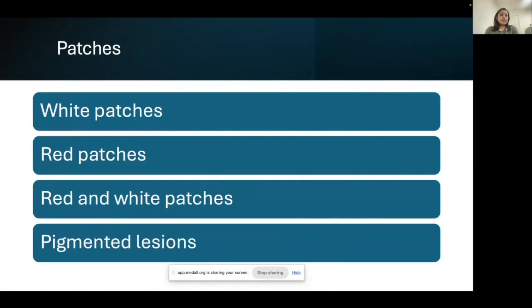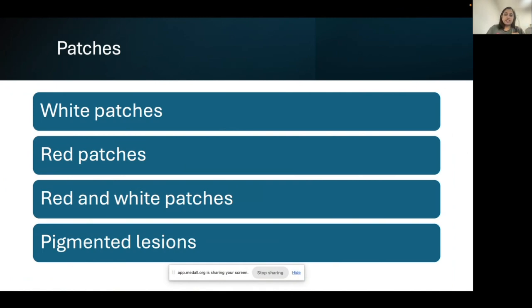So we're going to move on to different types of patches, so different colored lesions in the mouth. Now, obviously, there are loads and loads of different colors that can be in the mouth. You can have white patches, red patches, mixed red and white patches, and then pigmented lesions. I think the thing to remember is that unless there's an obvious cause, again, most of these patches will need a biopsy, and it's just deciding whether you do a normal referral, an urgent referral, or a 2-week wait referral.